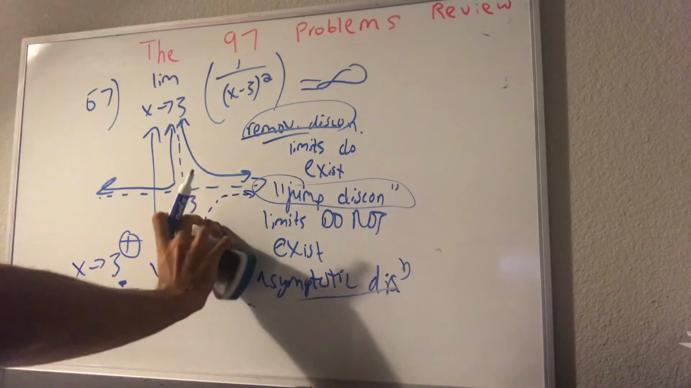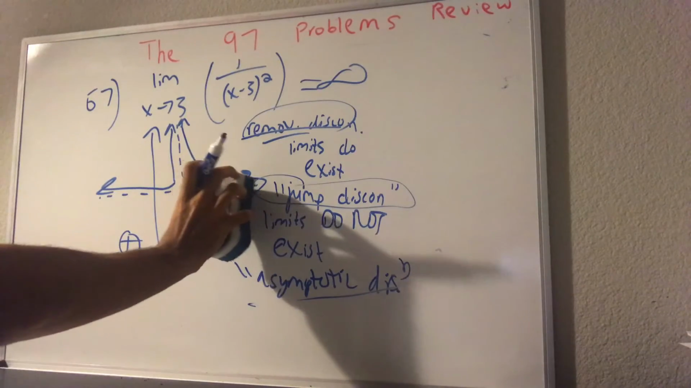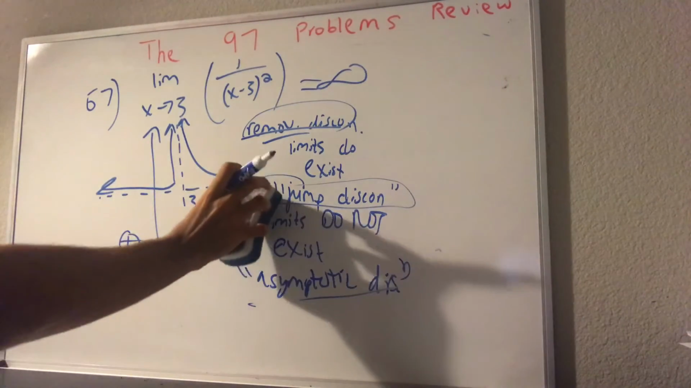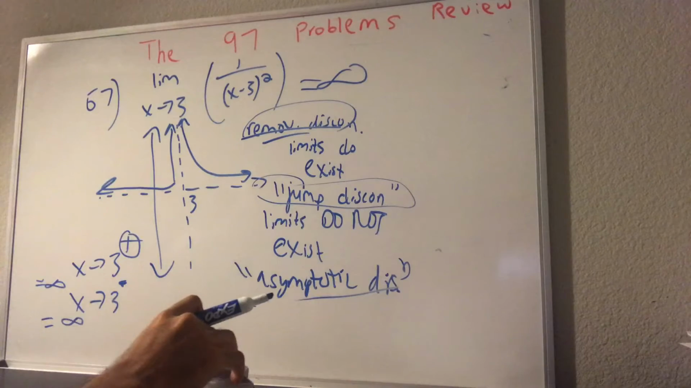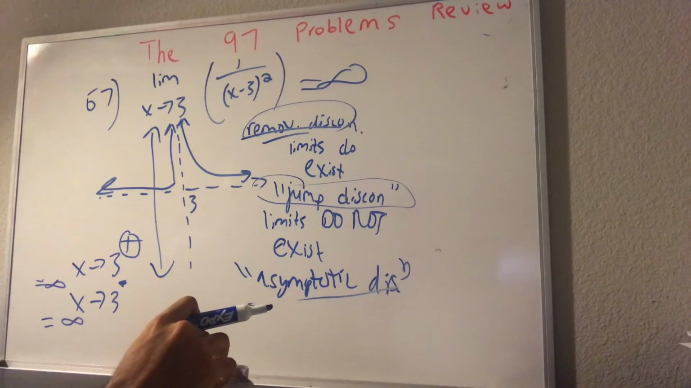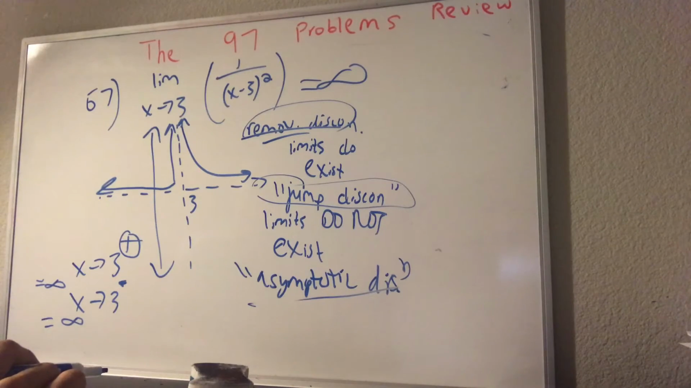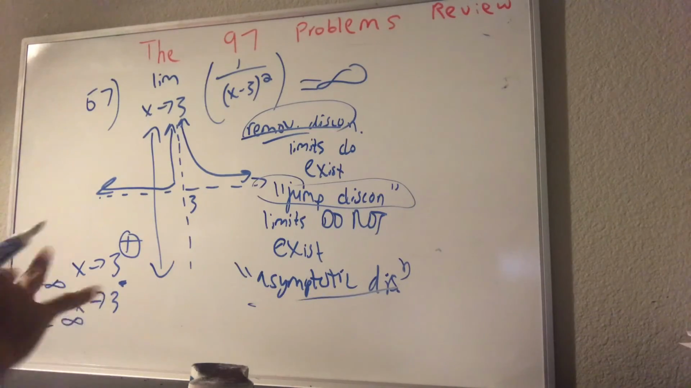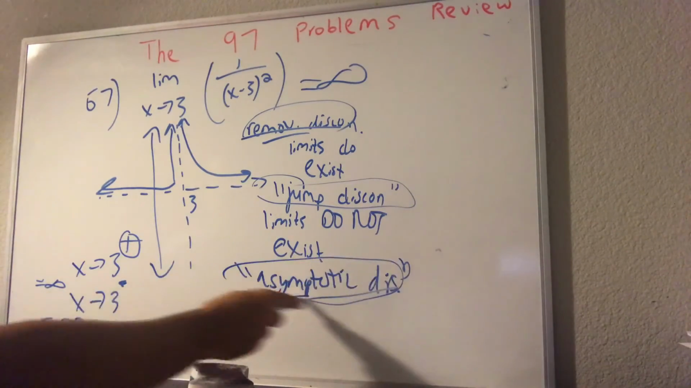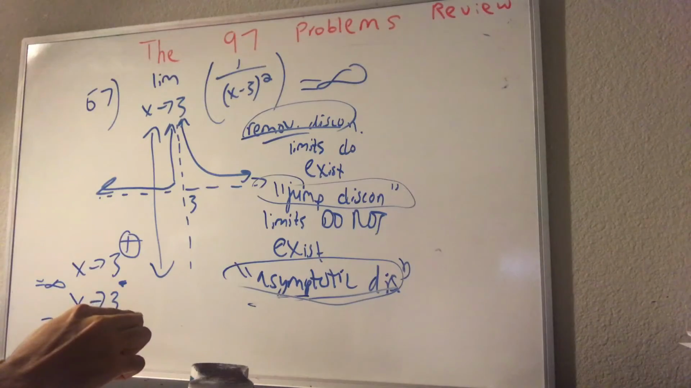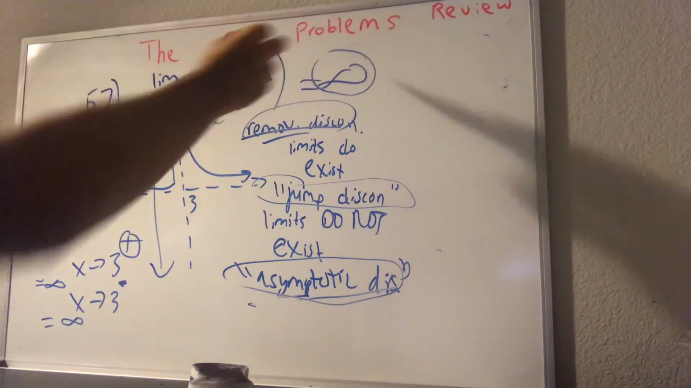So really what I'm trying to say here is that when you have asymptotic discontinuities, your limit may or may not exist. For jump discontinuities, however, almost any limit you see will not exist when there's a jump discontinuity present, and whenever there's a removable discontinuity present or there's a hole that you see, limits will always exist. So that's just a basic concept that you should understand by now. So that's problem number 67, and its answer is infinity.